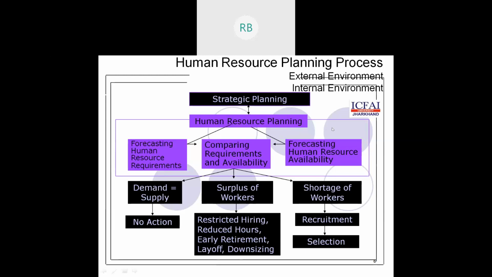Surplus of workers, where you see restricted hiring, reduce hour, early retirement, layoff, downsizing, which I am dealing in this chapter. Next is shortage of workers, recruitment and selection. बहुत जगह रिक्रूट करके रख दिया जाता है, and we keep it in hand and we will call them. Clear? Clear with this picture?